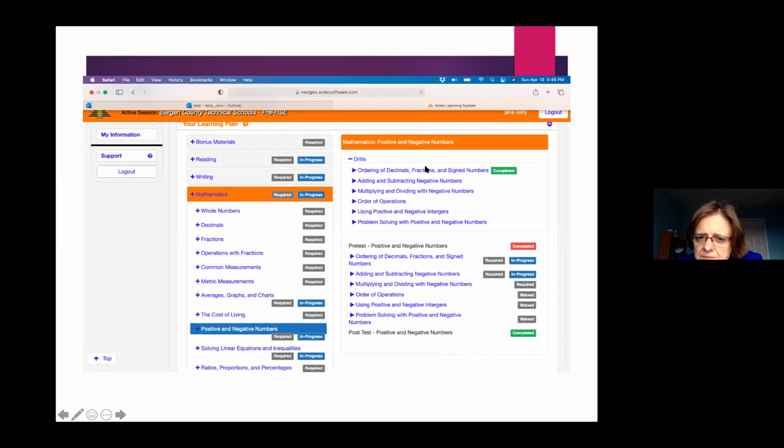The drills are simply like quizzes. They don't teach anything. They tell you every single question, right or wrong, as soon as you've done it, at the bottom of the screen, with a little explanation of why you're right or wrong. But they don't teach. These are the lessons that are to be done, and the drills are like quizzes to follow.